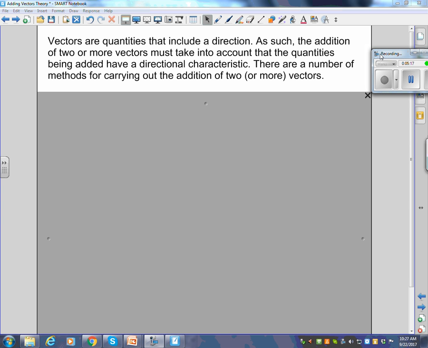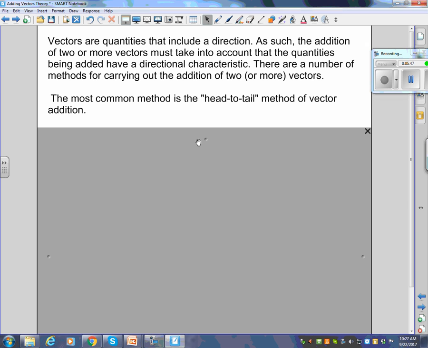You did it yesterday. Basically, you have to draw them with your protractor. That's all I'm saying. You have to account for the fact that there are directions here. And there are a number of methods for carrying out the addition of two or more vectors, and they range from the really simple to the really complex. In grade 12, I'll show you a little bit more mathematical way to do it. Now we're going to do it completely geometrically. Physics textbooks can make this far more confusing than it really needs to be. It's not that hard. It really isn't.